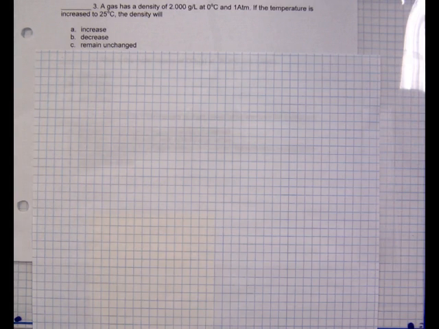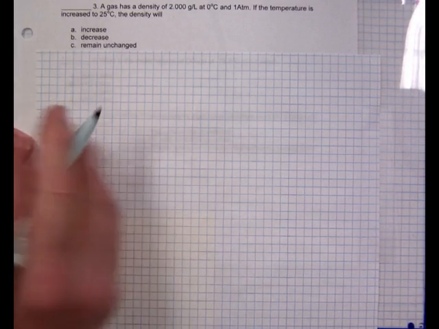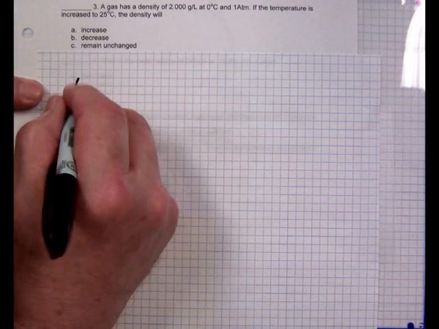Number 3: a gas has a density of 2 grams per liter at 0 degrees and 1 atmosphere. If the temperature is increased to 25 degrees, what will happen to the density? Will it increase, will it decrease, or will it remain unchanged? As a direct answer to this, the density will decrease for a gas as the temperature is increased.